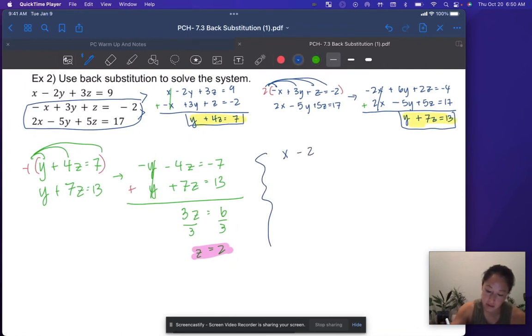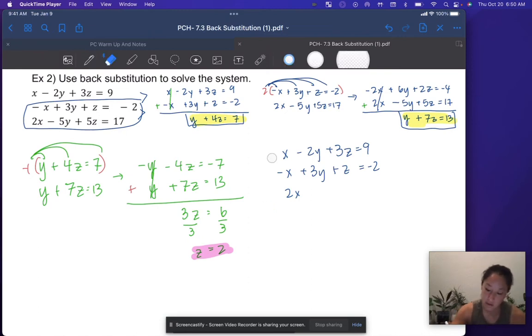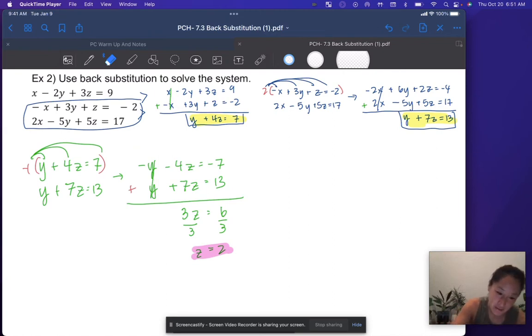x minus 2y plus 3z is equal to 9. And anywhere there's a z, let's put these out. 2 and 2x. Oh, wait, I forgot. Just kidding. Now that I know my z variable, I can solve for my y variable. So I'm going to go ahead and do that now.